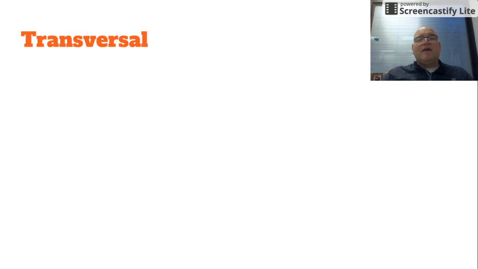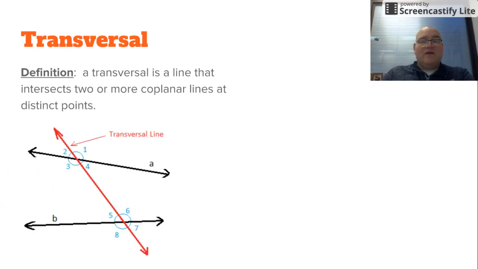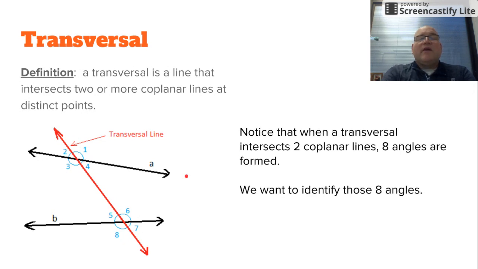And to begin the second objective, let's first of all define what is a transversal. Well, a transversal is a line that intersects two or more coplanar lines at distinct points. Here's an example of a transversal. Notice that when a transversal intersects the two coplanar lines, 8 angles are formed. We'd like to identify those 8 angles today.